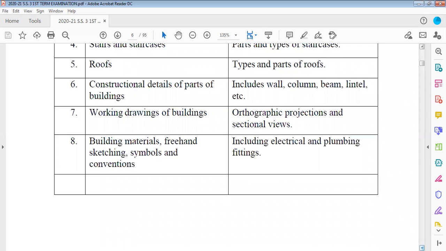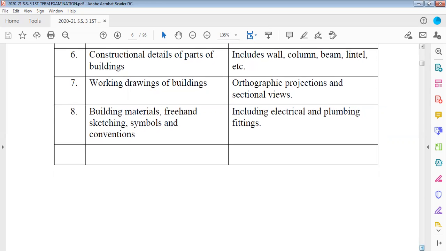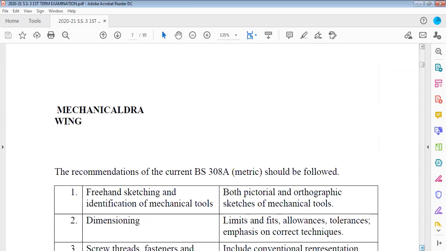Then the next thing is building materials, freehand sketching, symbols, and conventions. So it includes electrical and plumbing fittings. You must be able to identify those things and be able to sketch those things mentioned under that.